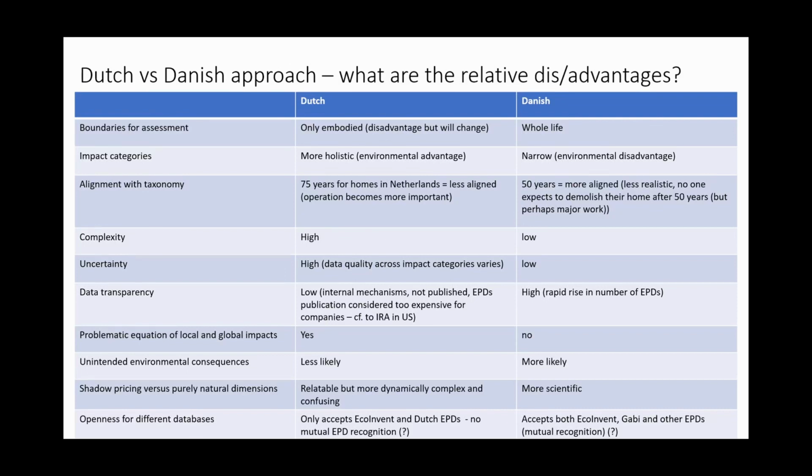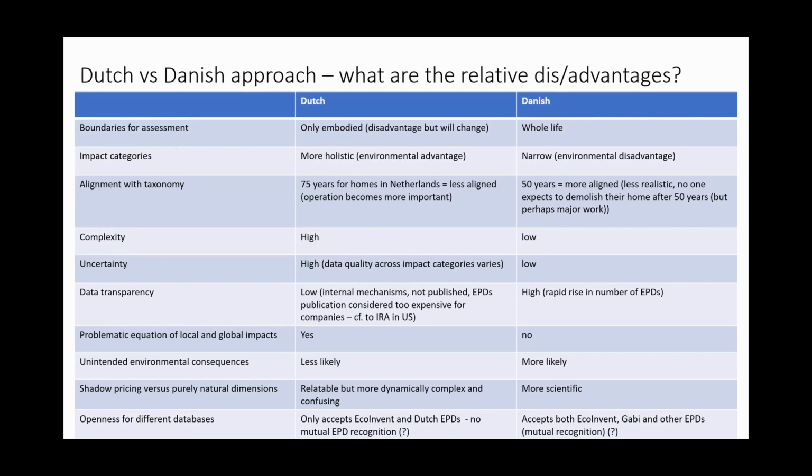There was a critique of a kind of problematic equation of local and global impact. So we heard about the particular concern in the Netherlands about eutrophication and nitrogen emissions, but some of those emissions, if you import building materials, occur somewhere else. So although it's a problem in the Netherlands, and so you want to put more weight on it, if you import these building materials, maybe those are less of a concern for the places where you import the materials from.